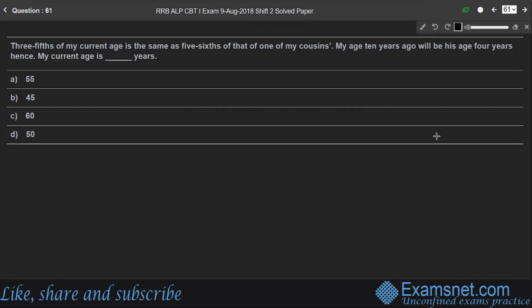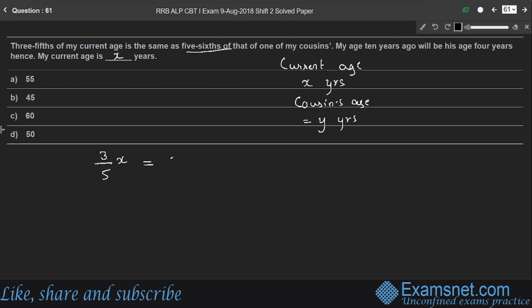So let us assume my current age as X years, right? So 3/5 of my current age is 3/5 of X, which is the same as 5/6 of my cousin's age. Let the cousin's age be Y years. So 3/5 of X is equal to 5/6 of Y.